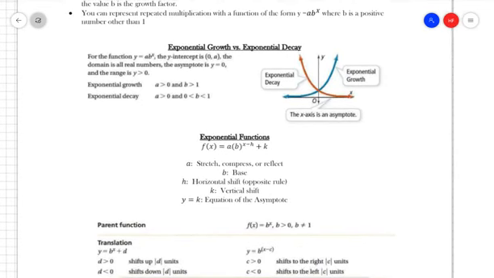Here we see that we can either have a function that is growing or a function that is decaying. If we have a function that is decaying, then our b value, the base, is going to be a fraction. So we see that here. Decay is going to be a b value that is a fraction, and growing is going to be a b value that is greater than 1. So anything that is larger than 1, anything that is not a fraction less than 1, is going to be growing.